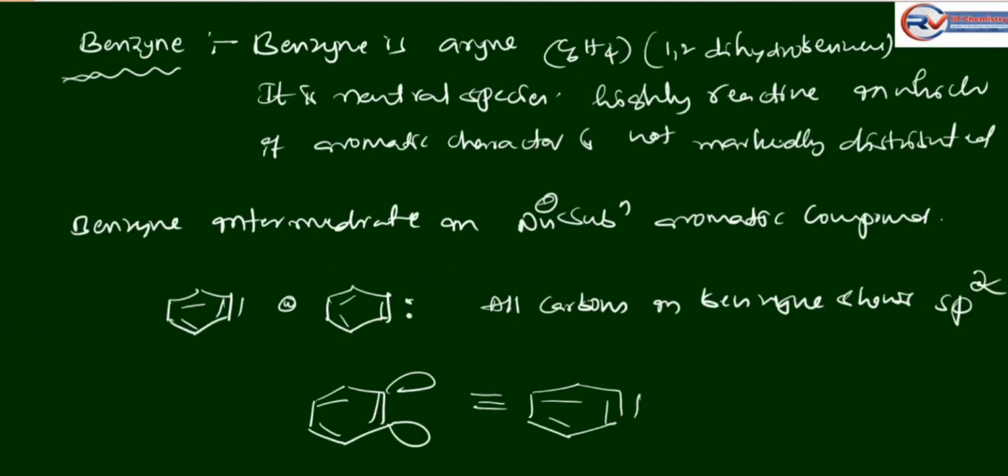And benzyne. Benzyne is an arine. Its formula is C6H4, 1,2-dehydrobenzene. It is a neutral, highly reactive species in which the aromatic character is not markedly disturbed. It is an intermediate in nucleophilic substitution of aromatic compounds. All carbons in benzyne show sp2 hybridization.